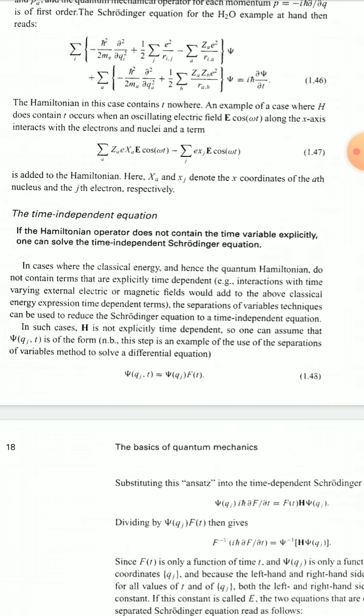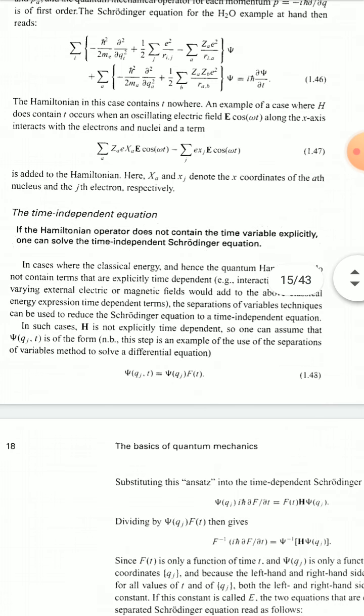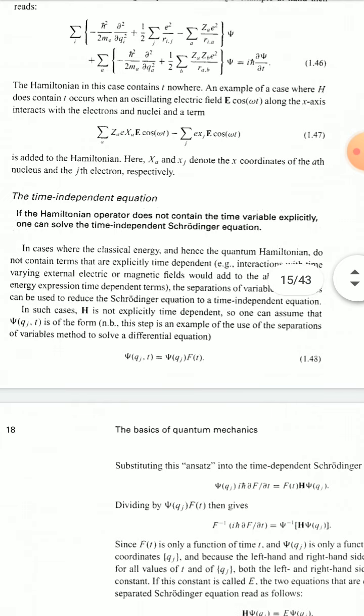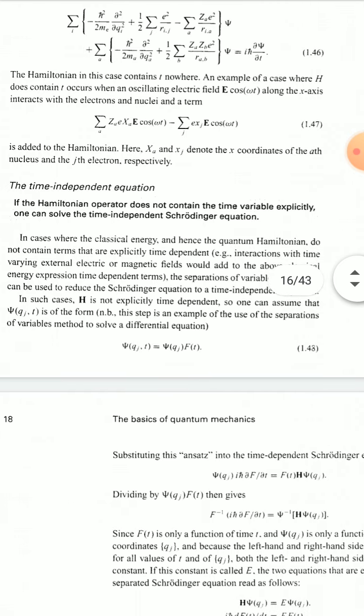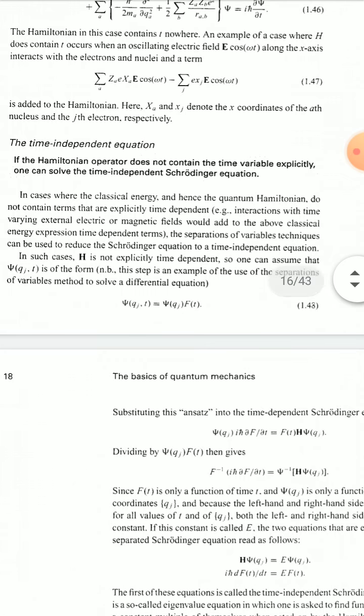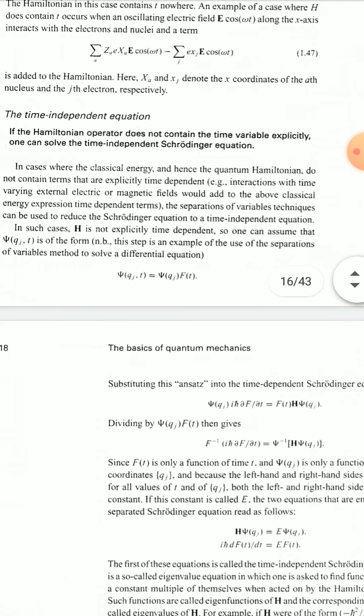Now, an example of a case where H does contain t occurs when an oscillating electric field directed along the x-axis interacts with the electrons and nuclei in an atom. This term is added to the Hamiltonian, where x_a and x_j denote the x coordinates of the a-th nucleus and the j-th electron respectively.